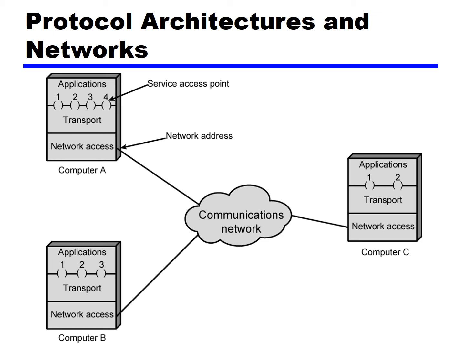Protocol architectures and networks. Computer A consists of applications, transport, network access, and service access point. This is the service access point, with network addresses. Computer B has applications, transport, and network access. This is computer B, the communication network, and computer C, which contains the same applications, transport, and network access.